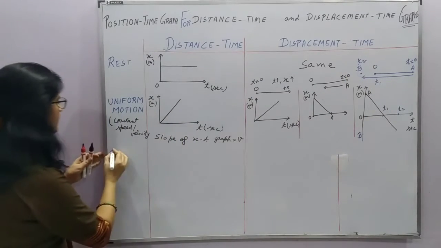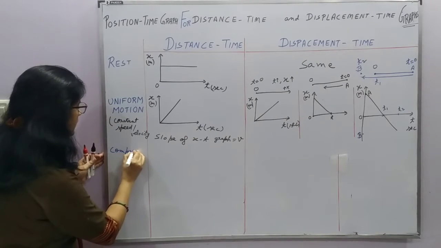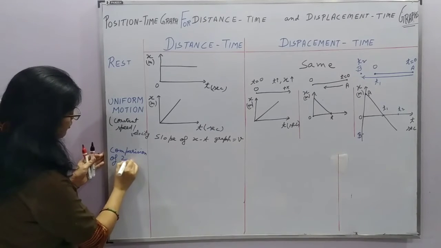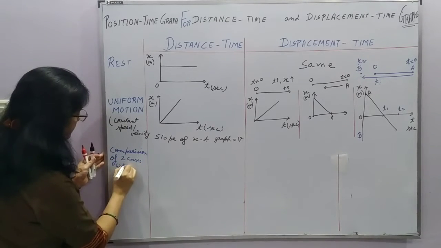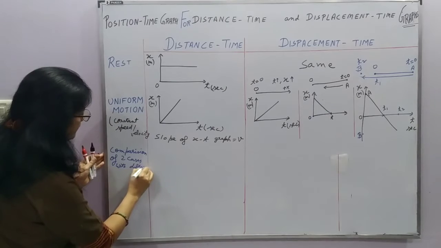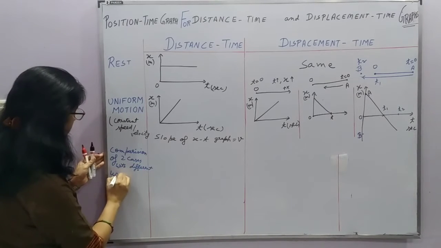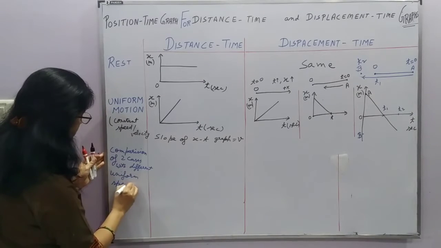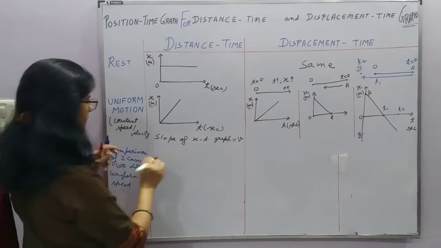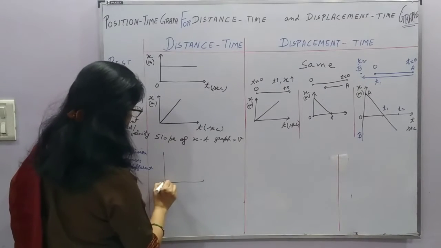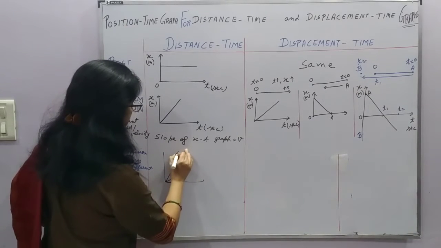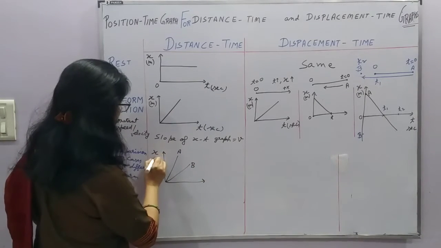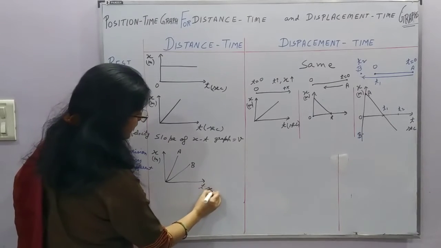Now if we compare the two cases, for the comparison of two cases with different uniform speed or velocity. So in this case, if we have a graph like this, right, we have a body A, body B. This is x in meters, this is time in seconds.